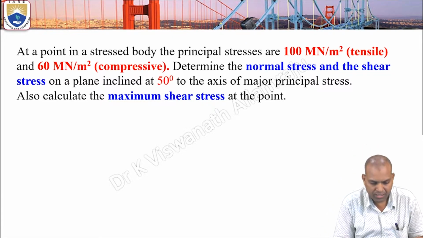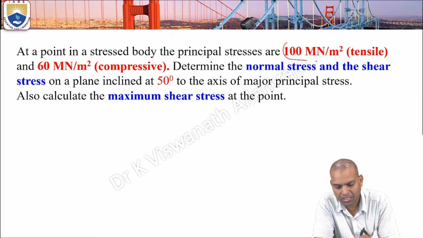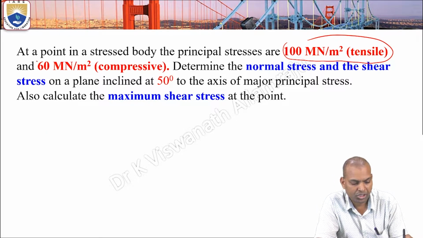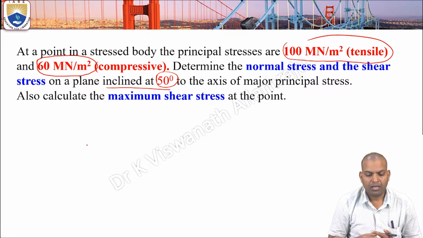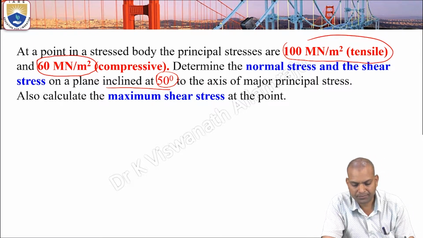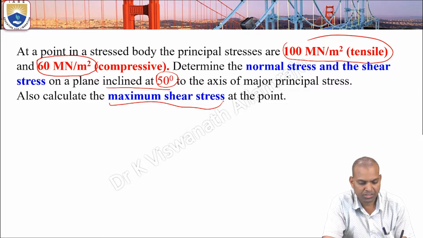At a point in a stressed body, the principal stresses are given as 100 meganewton per meter square, which is tensile, and 60 megapascals, which is compressive. We have to find the normal stress and the tangential stress on a plane inclined at an angle of 50 degrees to the axis of the major principal stress, and also calculate the maximum shear stress.